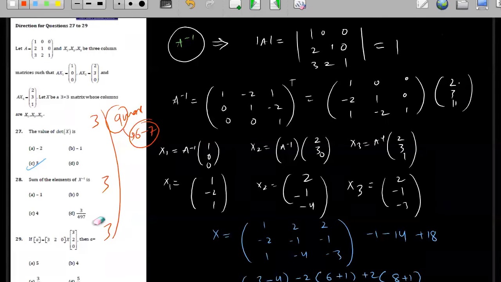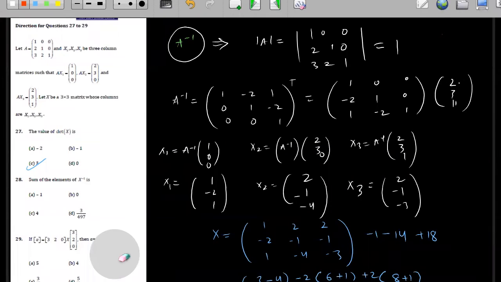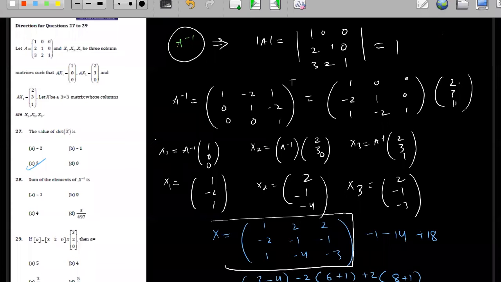But because it's in JEE Advanced, the first part 27 you can solve in 2 minutes, right? You can find the value of x in 2 minutes. Then you can easily solve x inverse. You can easily solve 29. So we have got the determinant of A is 3. Now you can simply solve the 28th and 29th also. So just copy the value of x, remaining you can solve easily.